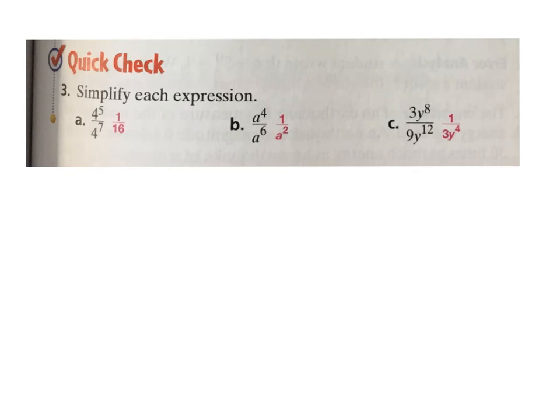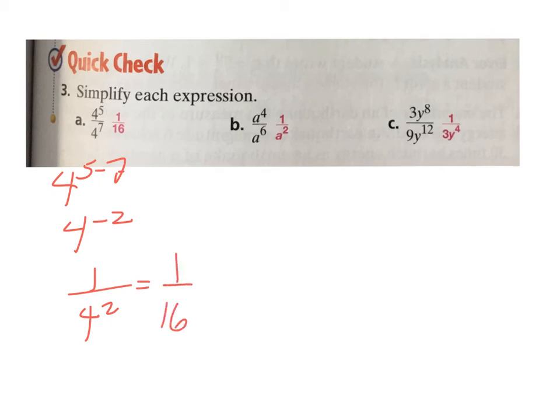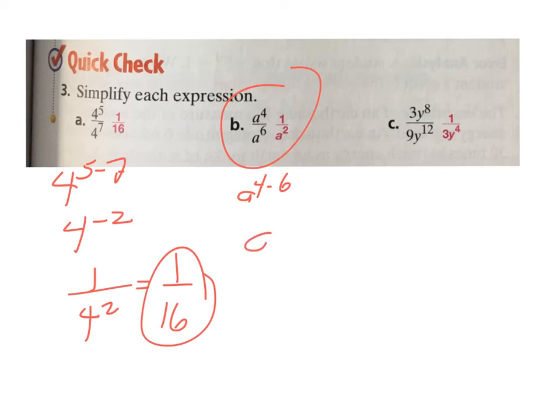Alrighty. So we have 4 to the 5th divided by 4 to the 7th. That's 4 to the 5 minus 7, or 4 to the negative 2. Again, he's in the wrong place, so 1 over 4 squared. 4 squared is 16. That's 4 times 4, so 1 over 16 is the simplified version. This one, it's technically a to the 4 minus 6, which is negative 2. So a to the negative 2. And again, positive exponents forces him down, so 1 over a squared.